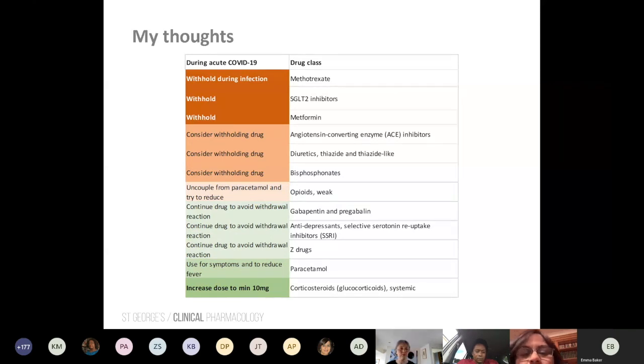Although we'd love to get her off gabapentin and Z drugs and maybe reduce her SSRI, at the moment we shouldn't do anything because they can trigger withdrawal, and that can be quick. And then finally, we should increase the steroids.